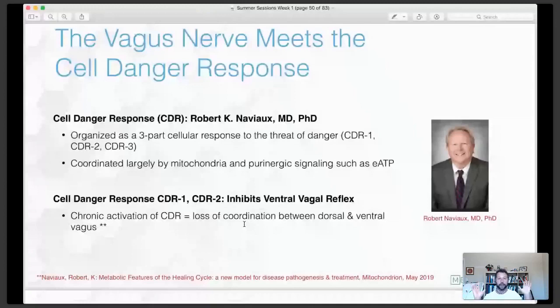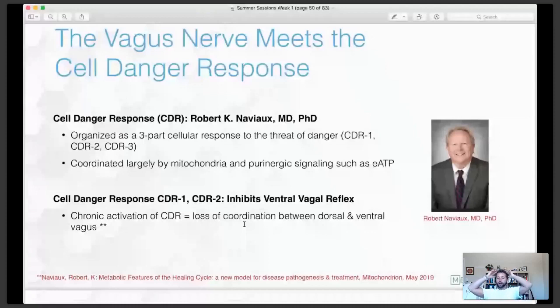Profound, astounding. But it turns out that during cell danger response 1 and 2, CDR1 and CDR2, the ventral and dorsal vagus lose their coordination and are directly involved. So the HRV will drop, for example. If heart rate variability drops suddenly, there's a possible cell danger response occurring, and we need to be aware of that. So how does this help you clinically?